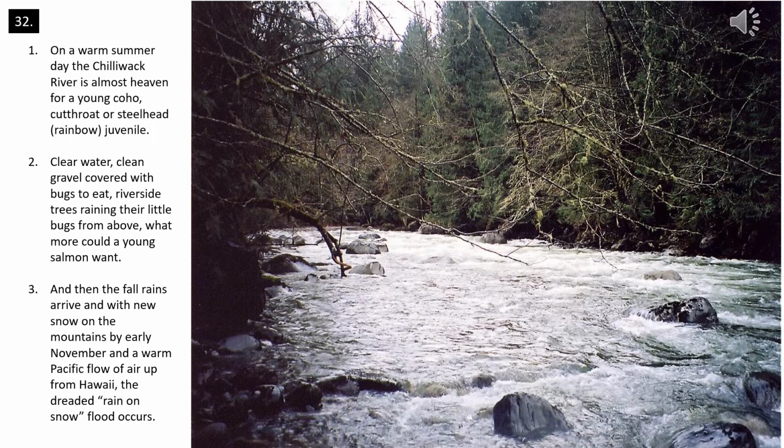And then a little while longer, you'll see the first snow on the mountains starting to pile up. And by early November, we can have quite a bit of snow actually on the mountains, and we get something called a pineapple express. It's a warm Pacific flow of air up from Hawaii. And this is the initiation of the dreaded rain on snow flood event.